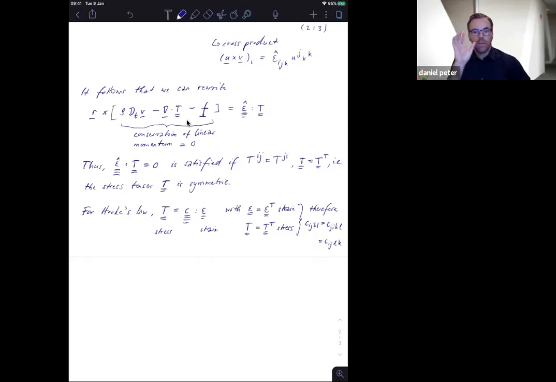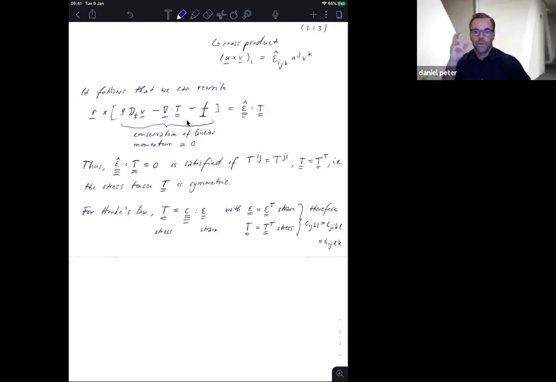So you see that the conservation of angular momentum for an elastic medium comes down to a symmetry imposed on the elastic tensor C. We have, due to the symmetry of strain, which we can define in a symmetric way, and the symmetry of stress, which is imposed by the conservation of angular momentum, this symmetry of the elastic tensor. Plus, if you remember, due to the conservation of energy, we have an additional symmetry of the elastic tensor.